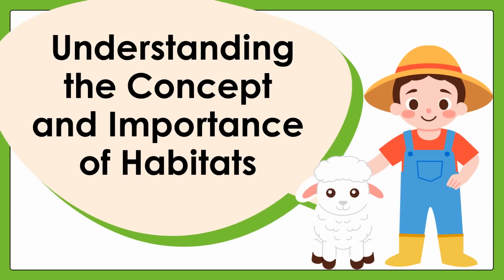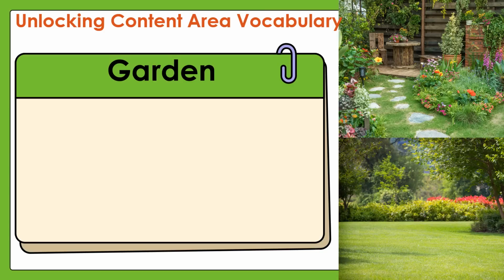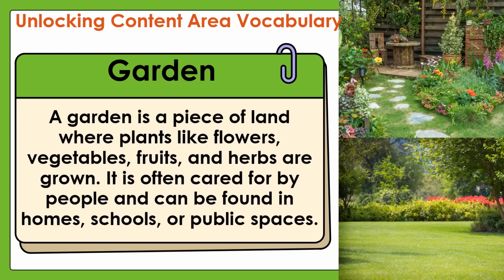Let's start with understanding the concepts and importance of habitats. Let's get to know first different words that we will encounter in this lesson. Unlocking content area vocabulary. Garden. A garden is a piece of land where plants like flowers, vegetables, fruits, and herbs are grown. It is often cared for by people and can be found in homes, schools, or public spaces.